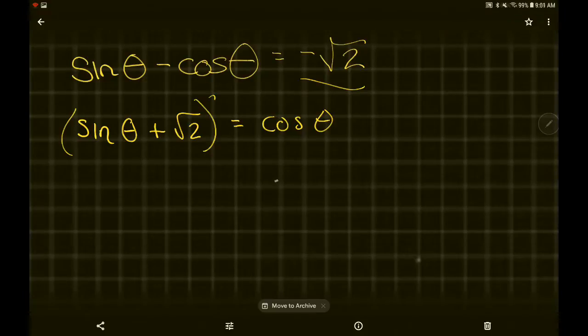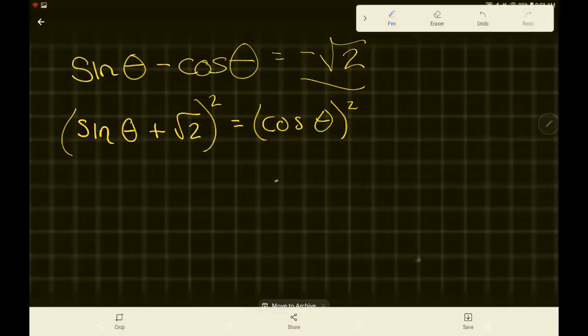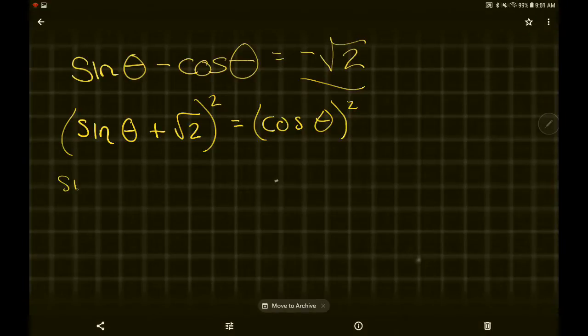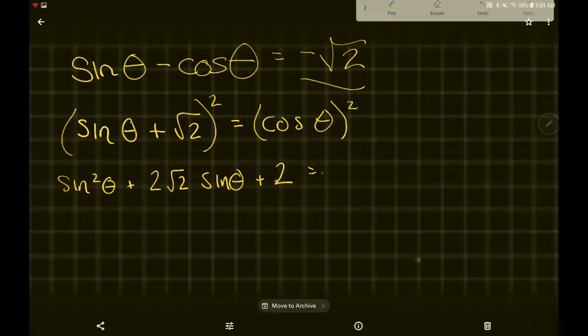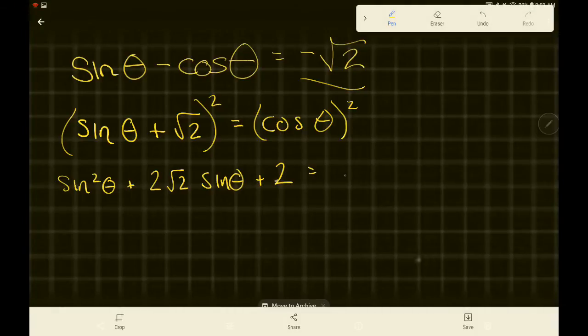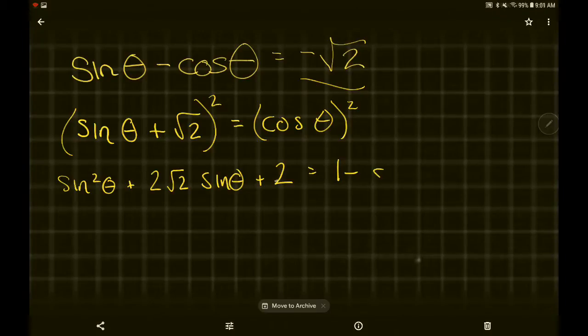Now we're going to square both. So these are the same steps we've been using all along. We separate the trig functions onto the left-hand side and right-hand side, and then we square both sides. So this one will be sine squared theta plus 2 root 2 sine theta plus 2. Root 2 times root 2 is 2. Equals cosine squared theta. We're just going to go ahead and substitute right away. 1 minus sine squared theta.